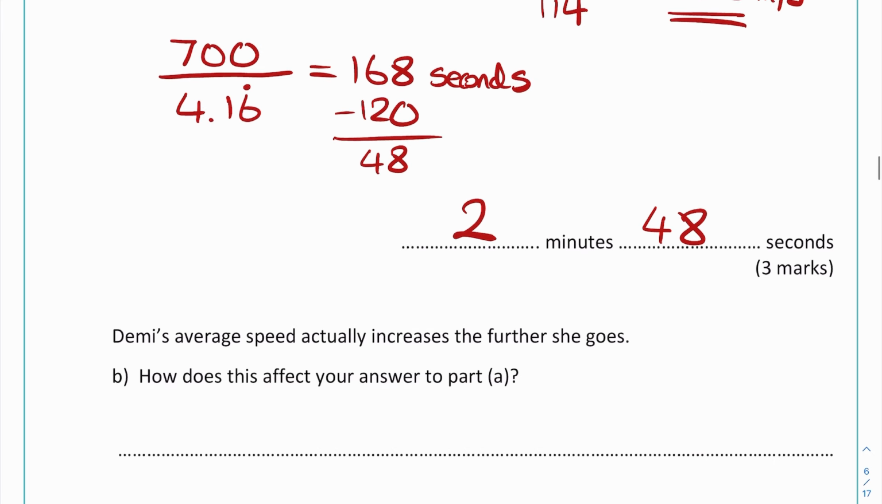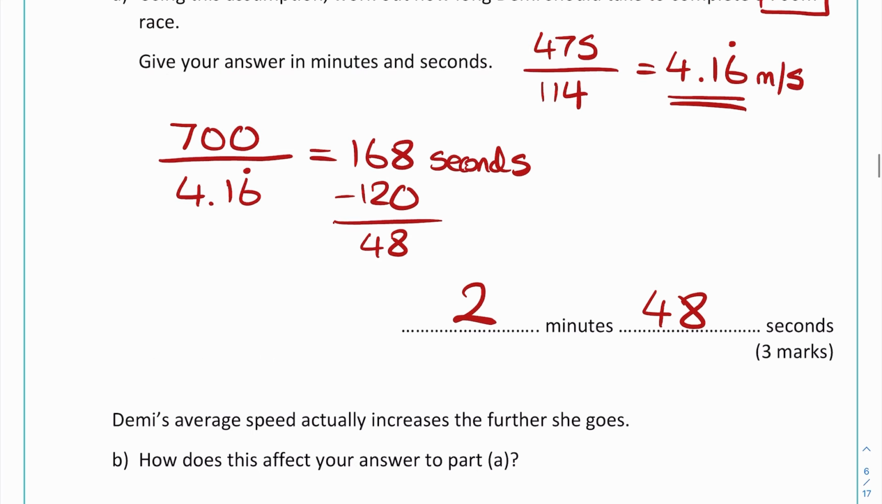Looking at part B, it says Demi's average speed actually increases the further she goes. How does this affect your answer to part A? Well, looking at part A, if she actually went faster than this, of course, logically, she would do this in a faster time. So in terms of part A, that number there would get smaller.